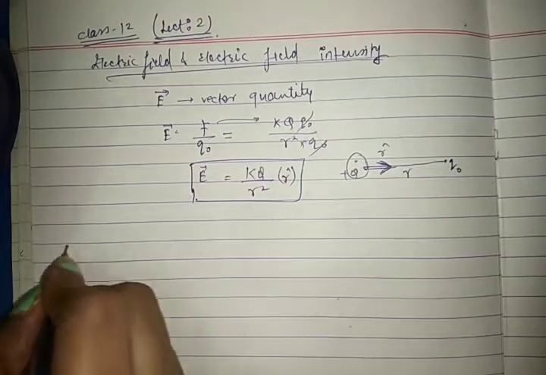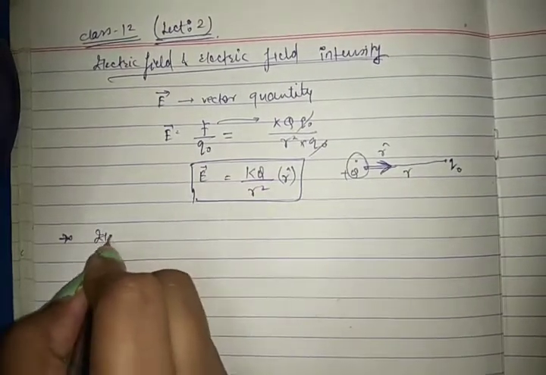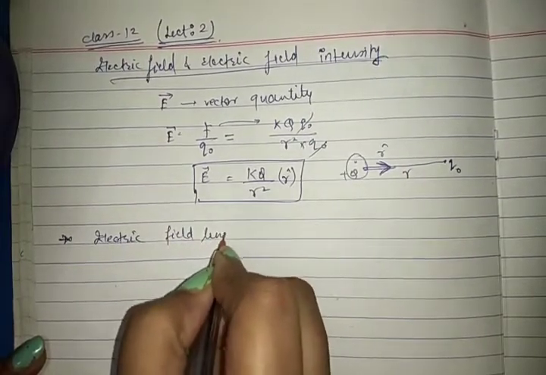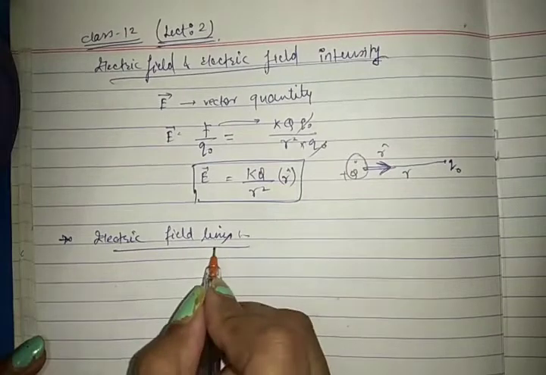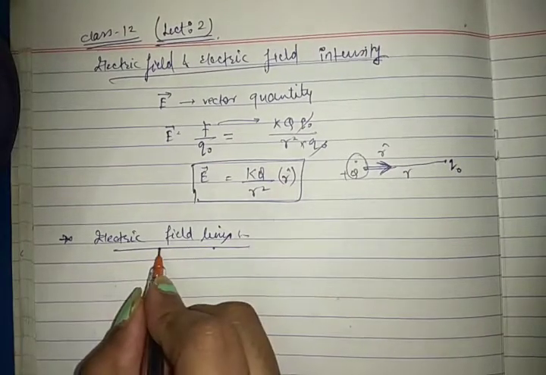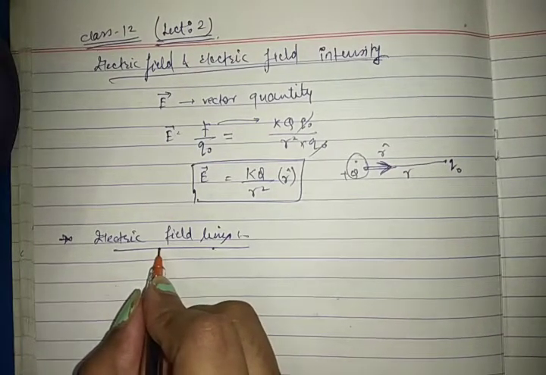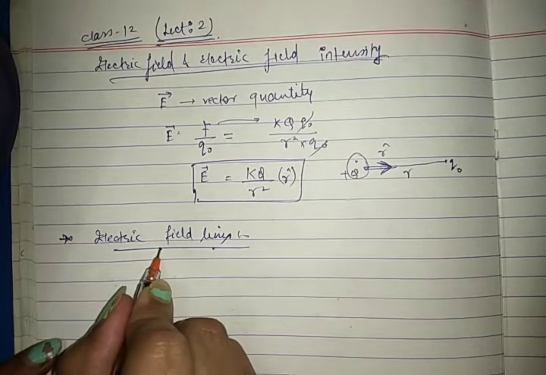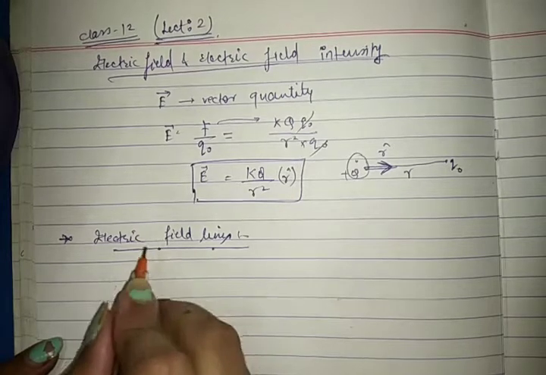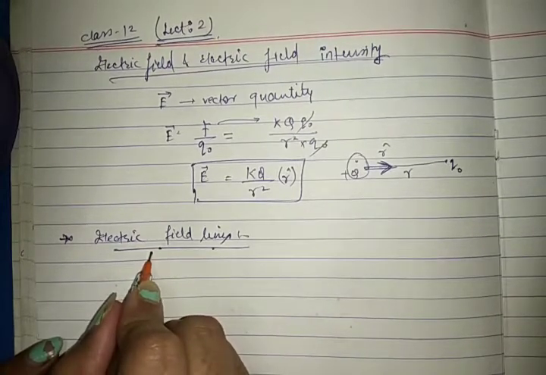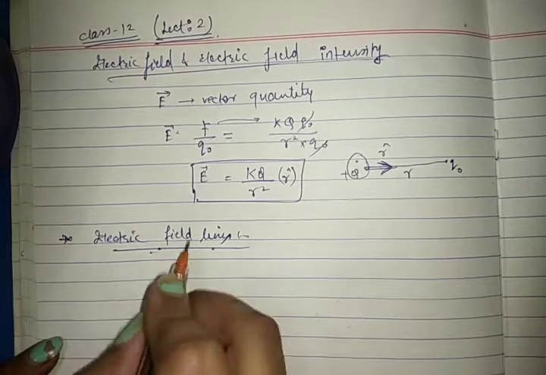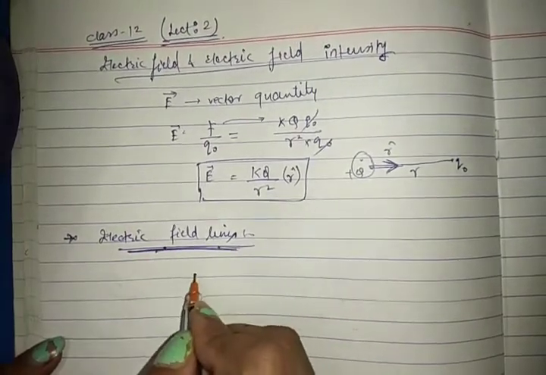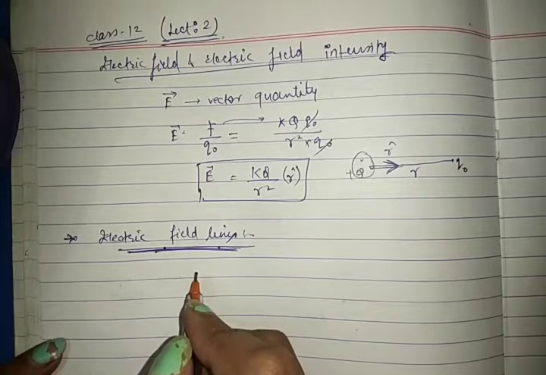Now today we will discuss electric field lines. What are electric field lines? As the name indicates, electric field lines are the pictorial representation of electric field. If you want to represent the electric field pictorially with the help of a diagram, then you use electric field lines. Their nature shows the amount of electric field present there.